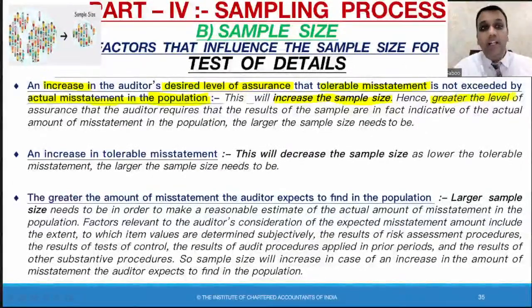Hence, greater the level of assurance that the auditor requires that the results of the sample are in fact indicative of the actual amount of misstatement in the population. So whatever results they derive from the sample, they're indicative of actual misstatement. Whatever misstatements you find in the sample, they are indicative that such kind of misstatements would be there in the population as well. Such percentage of misstatements would be there in the population as well. So if I have a lower tolerable level, I want a higher level of assurance, my sample size would be large, big.